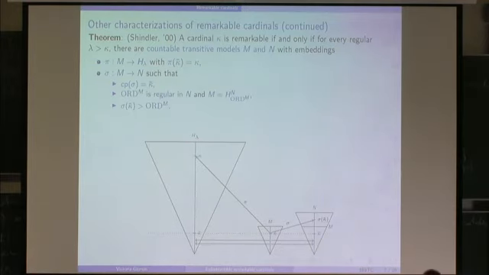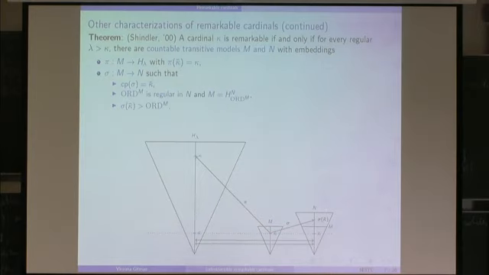Everything here is in the ground model. So kappa is remarkable if for every regular lambda greater than kappa there are countable transitive models M and N, and two embeddings. I have an embedding from M into H lambda bar with some critical point that gets mapped to kappa. And I have an embedding from M to N with the same critical point.